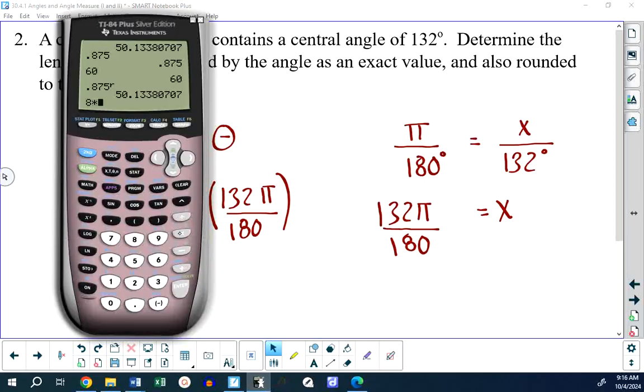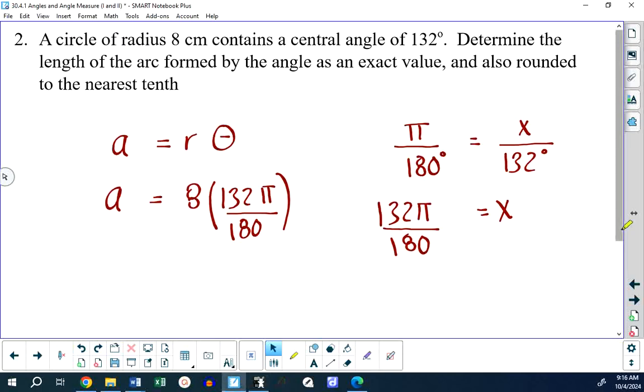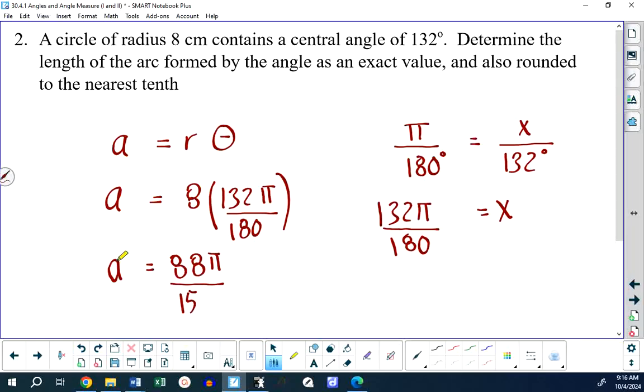So 8 times 132 divided by 180. And math, enter, enter. Because why not? 88 pi over 15. Do you get the same result? Okay, so it's 88 over 15, which means this is 88 pi over 15. And this is an arc length. This is a number of centimeters. It's not an angle. Just because you see a pi in there doesn't mean it's an angle. The pi is there because the angle had a pi in it, and then we multiplied by the radius.